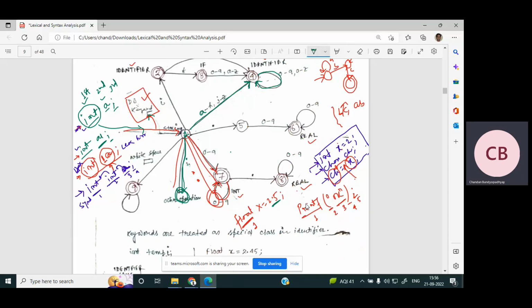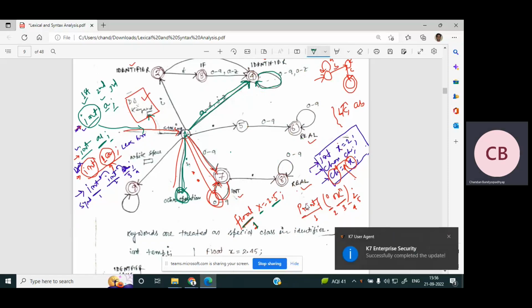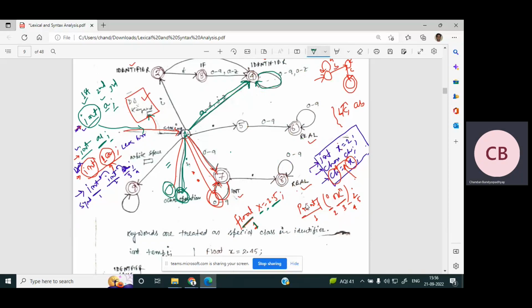But whether the compiler takes 2 as a token, point as a token, or 5 as a token or not, that is the reason I have taken this example. So float is being checked by the DB keyword section. It is taken as a single token. X is a valid identifier. It is taken by this path. Equal to sign, this is the path for the equal to sign, and this is a final state. So it is being accepted.